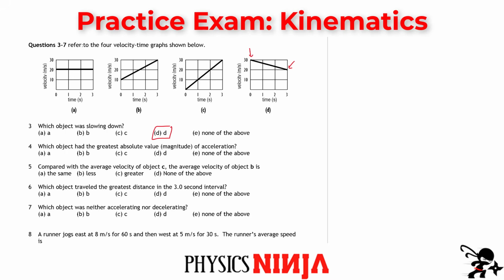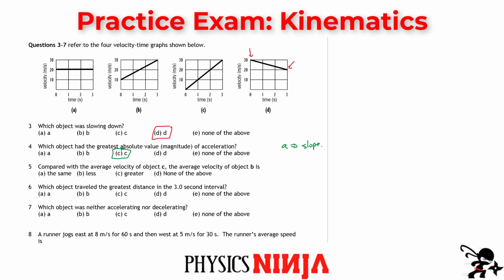Which object has the greatest absolute value of acceleration? Now we're going to go back to our definition of acceleration. Remember, it is the slope of a velocity versus time graph. If you look at it here, this is probably the one with the greatest slope, even without doing the calculation, just by looking at the graph. So I think C is the correct answer for this one. For 4, we should go ahead and do C, it has the biggest slope.